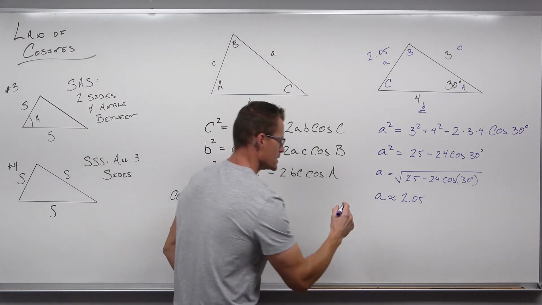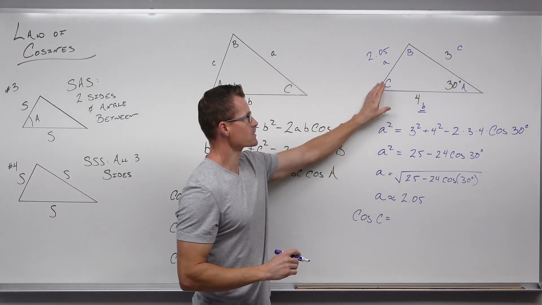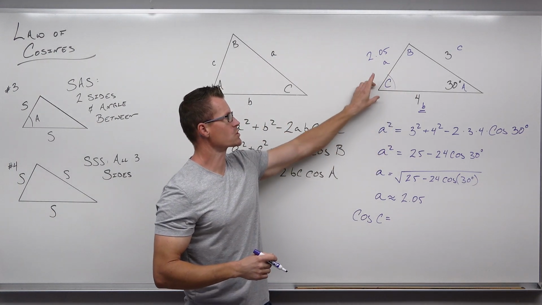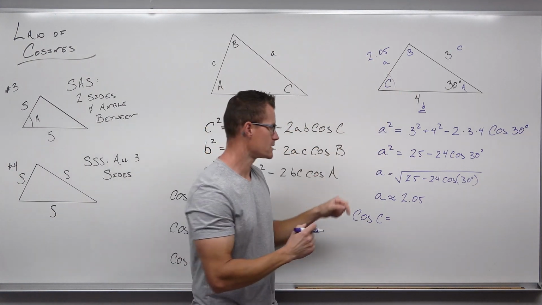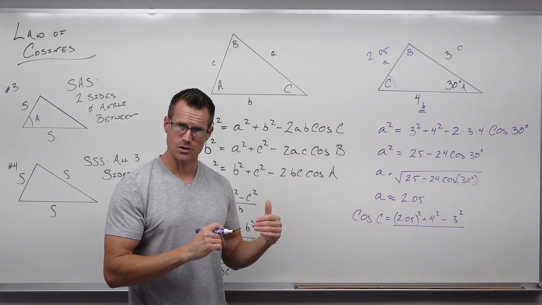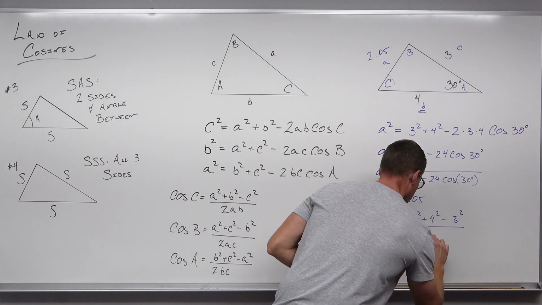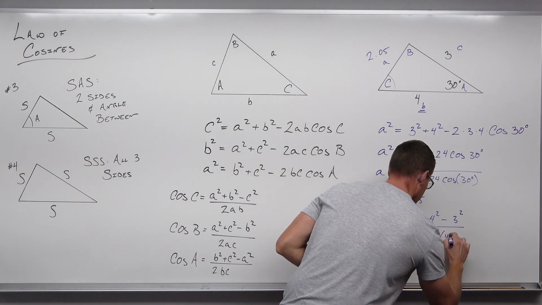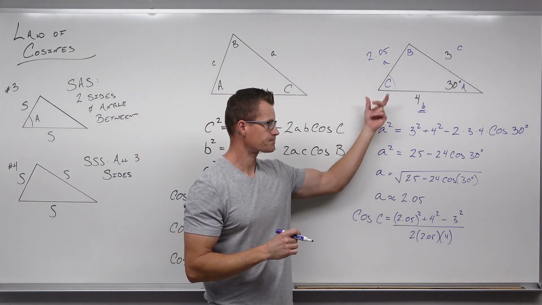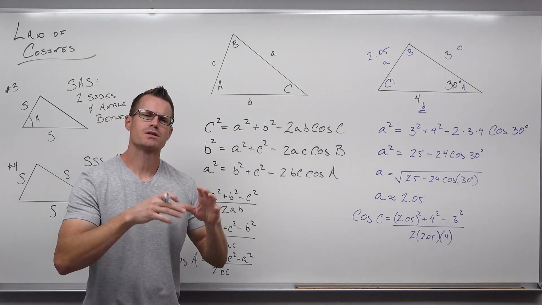So cosine of C, here's angle C. This is what I'm finding. I'm going to maybe make a reference here. I'm going to square my sides adjacent, subtract my side opposite squared, and divide by the product of 2 times my adjacent sides. That's about it. So this is going to give us cosine of C.